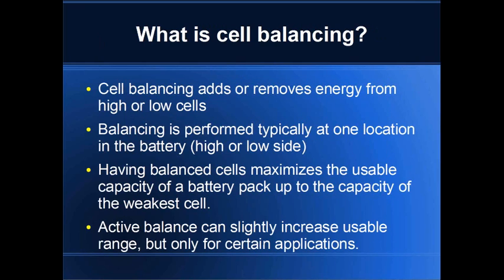All right, so let's talk a little bit more about cell balancing. Basically, with cell balancing, you either add or remove energy from the high or the low cells. This is done to try and bring the cells into balance with each other. So if you have a cell that's at 90% state of charge and the rest of your battery pack is at 80, you want to remove 10% state of charge from the cell that is at 90% to bring it in line with the rest of the pack.